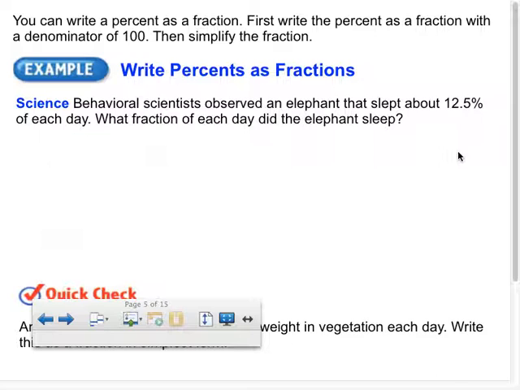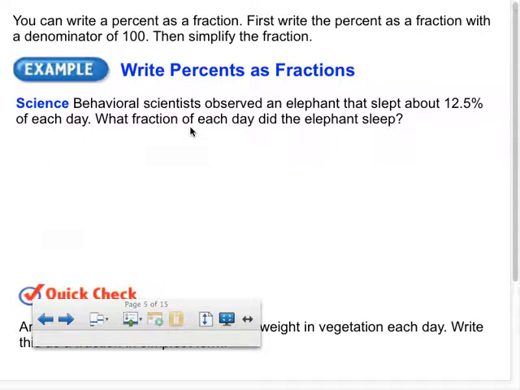So anytime you have a percent, remember the percent means per 100. So I can always get rid of the percent by putting that number in the numerator over the number 100 in the denominator. You guys understand? Because percent means divide by 100, basically. Got it? So here, behavioral scientists observed an elephant that slept 12 and 5/10% of each day.